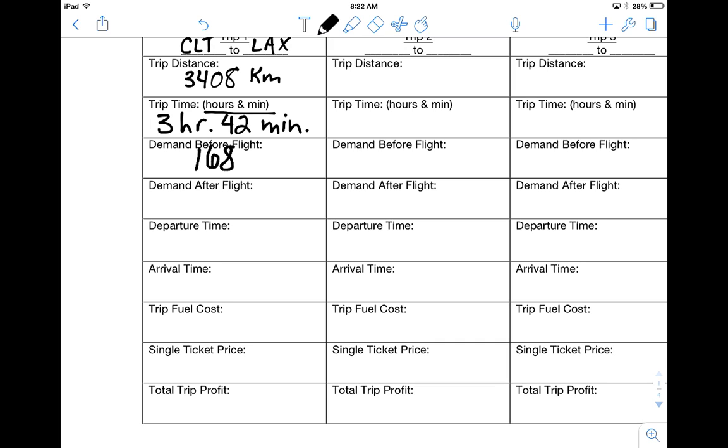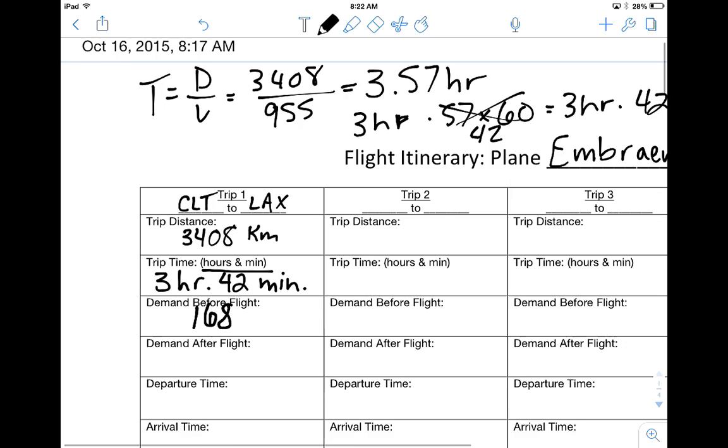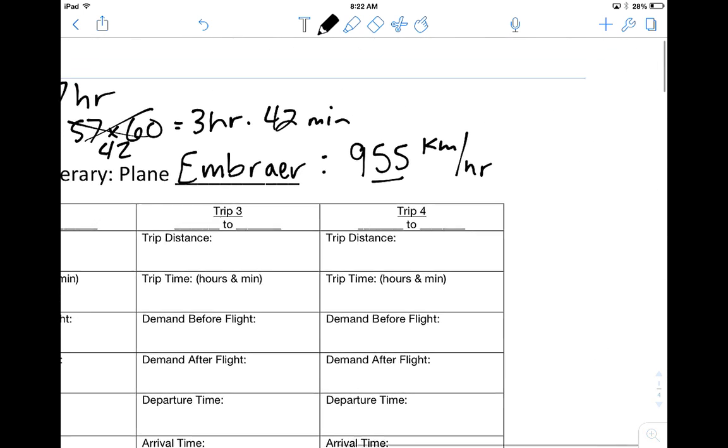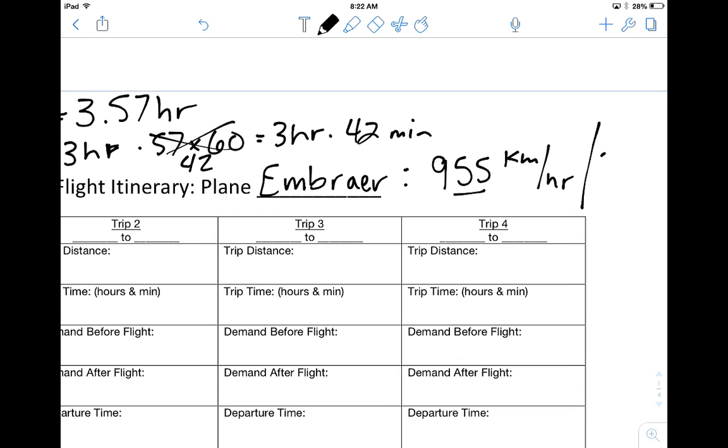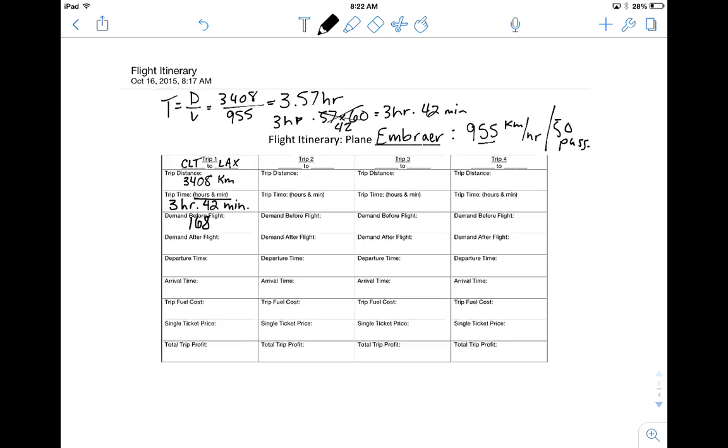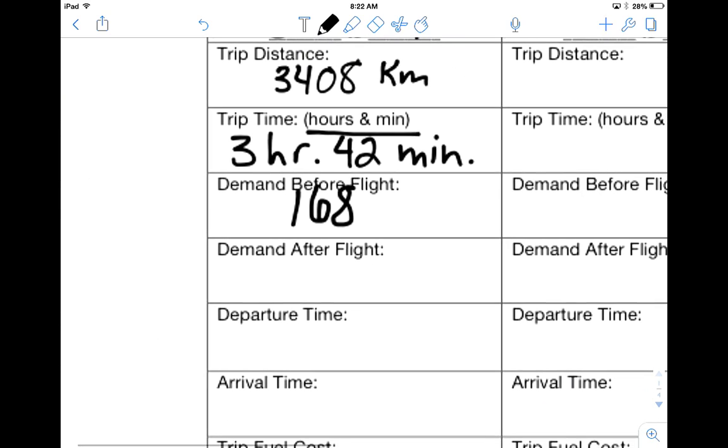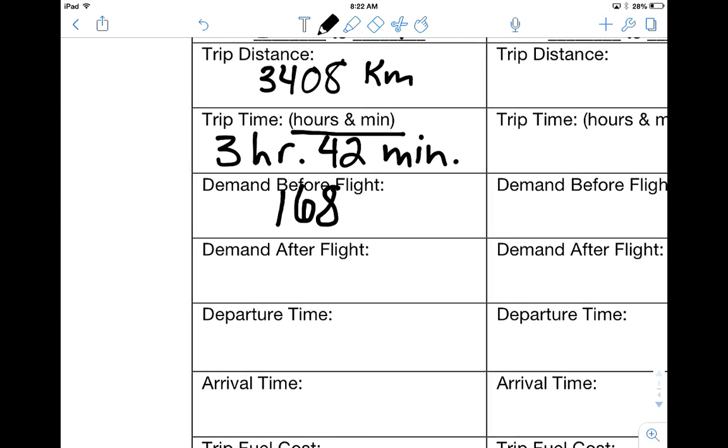is 168 before. Now the problem here, okay, is that my Embraer capacity is only 50 passengers, okay? So I can only take 168 of those, or I can only take 50 of those 168. So my demand after the flight would be 168, whoops, that doesn't look right. It'd be 168 minus the 50 that I can carry, and so that's going to make 118.